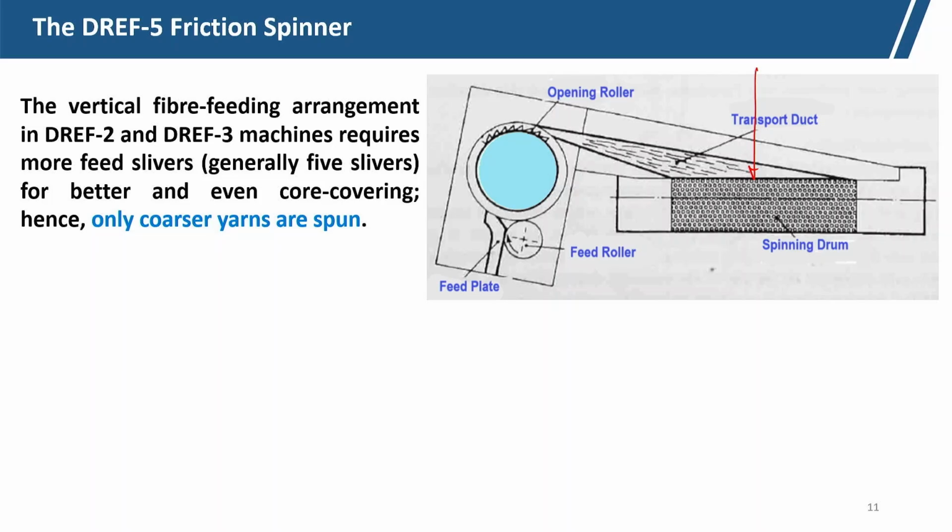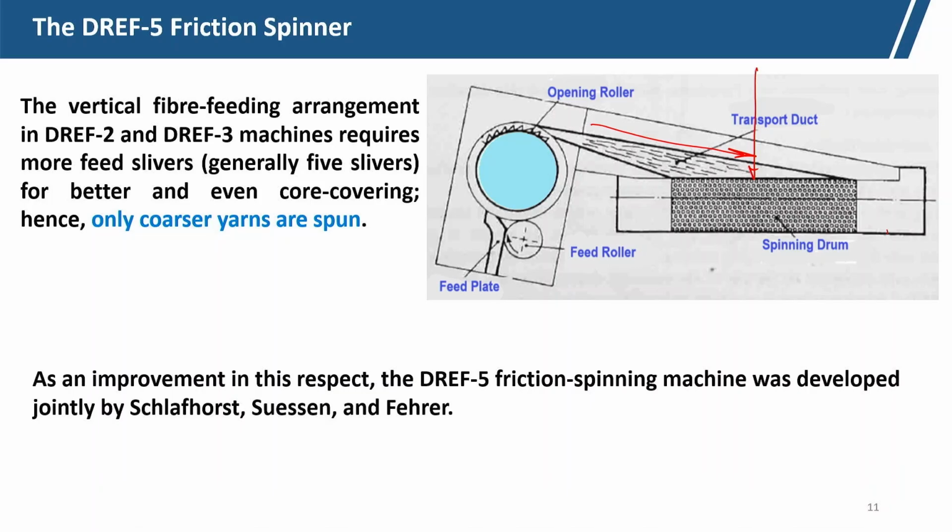So, what is the process? The development here is that this is the suction drum, the spinning drum, and on the other side also there is a double suction drum like DREF 2 and 3, but here the fibers are coming at a certain angle, not the right angle direction. As an improvement in this aspect, the DREF 5 friction spinner was developed jointly by Fehrer and Dr. Ernst Fehrer. They have developed this system.